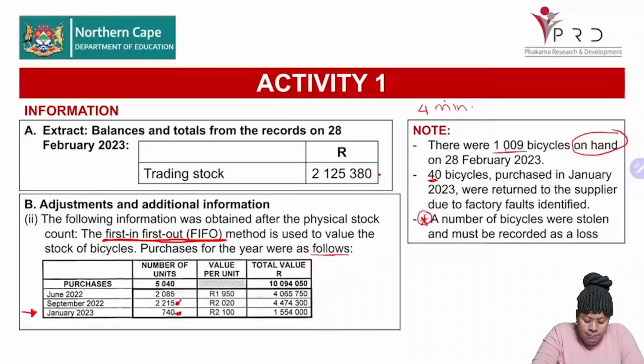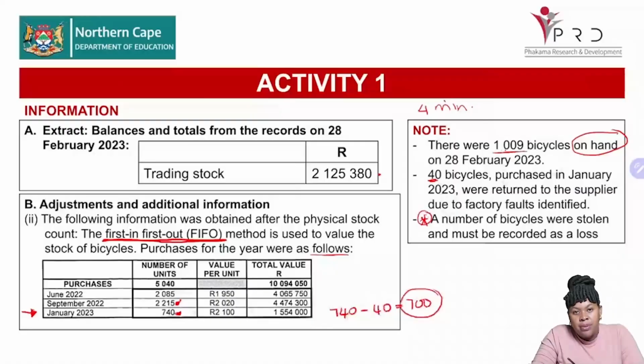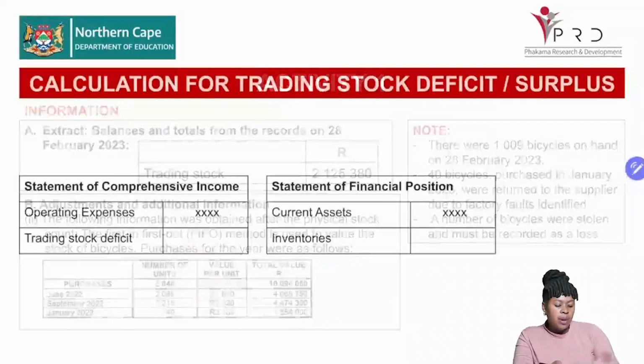So here's the story. We have 740, and they told us that 40 was returned back. So it means for the purchase of January, we are dealing with 700 bicycles. So whenever we are doing our calculations, we need to take that into consideration. Be careful, grade 12, because this is something that you normally forget. So pay very special attention to this particular aspect.